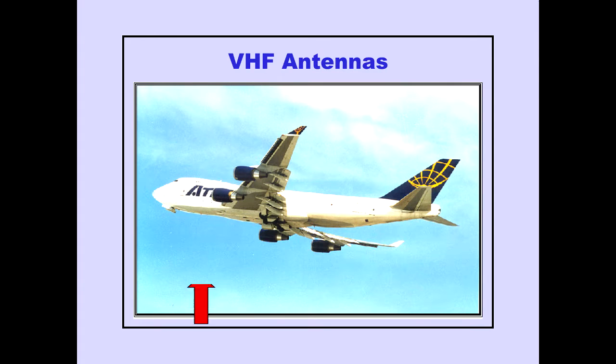The antennas for the right and center VHF radios are on the bottom of the airplane. The antenna for the left VHF radio is on the top of the airplane.